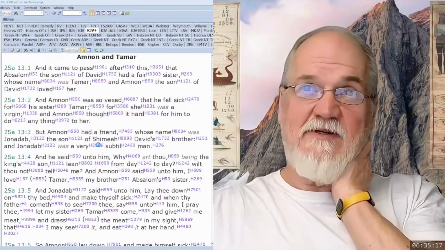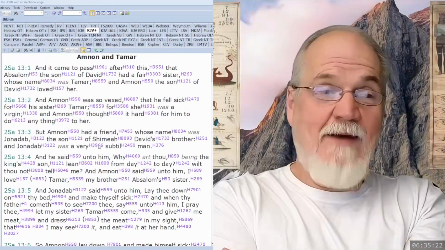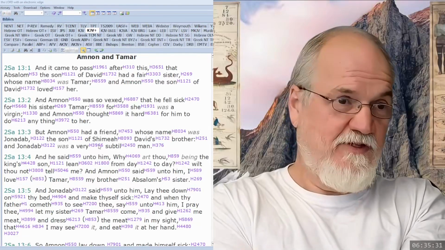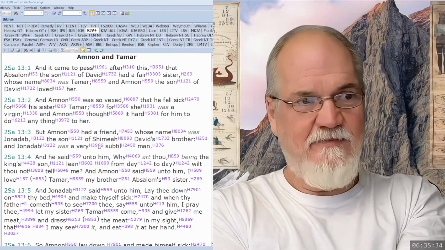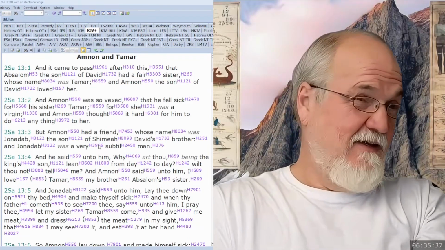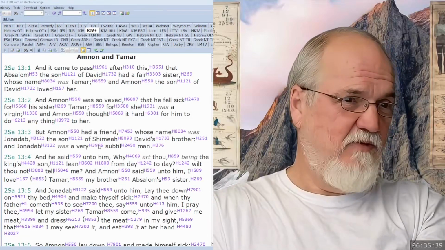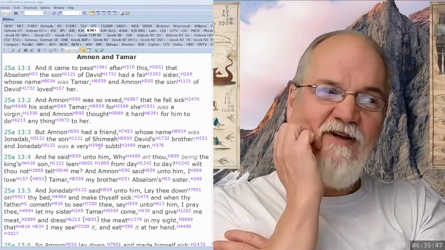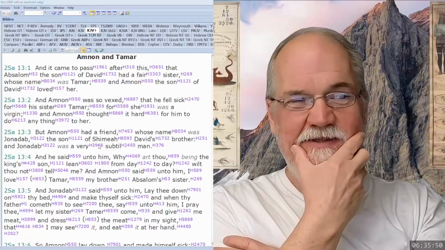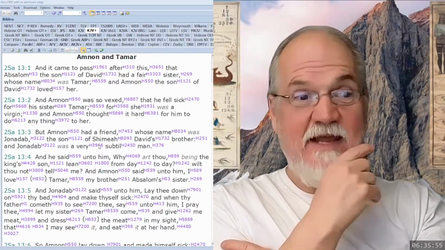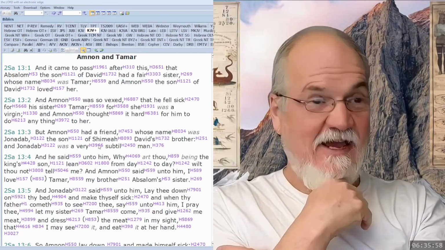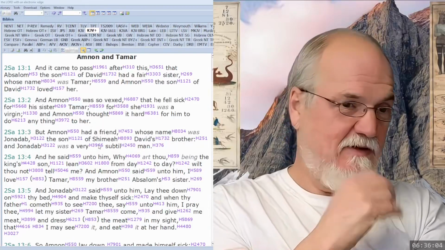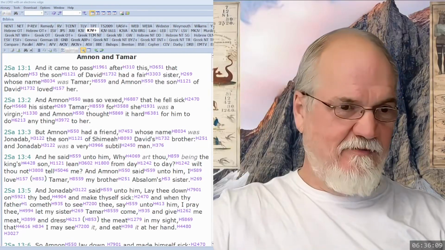Okay, so we have these different characters. We have Absalom's sister Tamar and Amnon, which is David's first son, the oldest son. And he's going to have this situation where he lusts after his sister Tamar. And then we're going to have Jonadab. He's the nephew. He's the nephew, right? And he's going to make this suggestion to Amnon on how to get with Tamar.